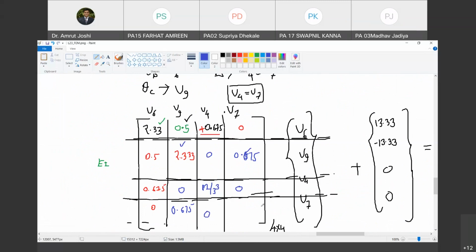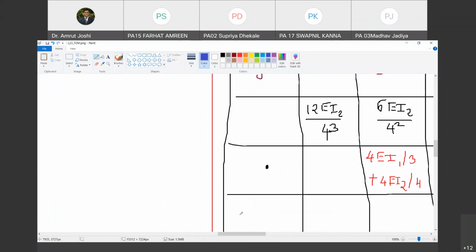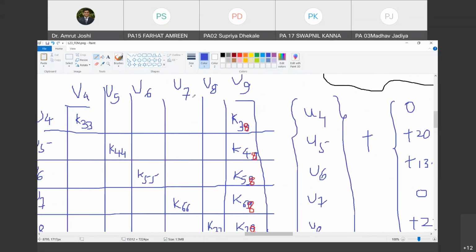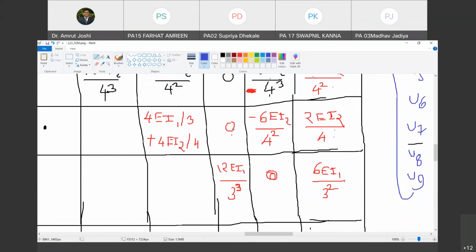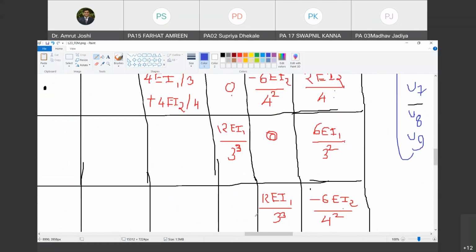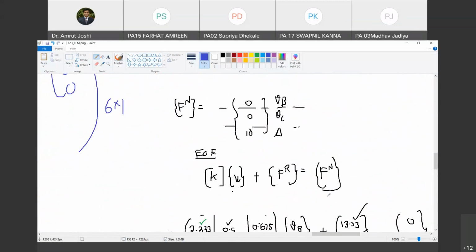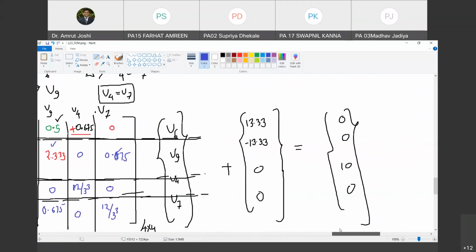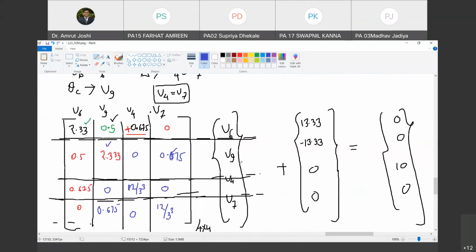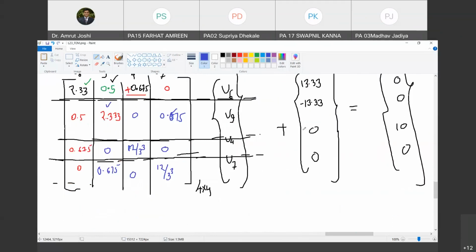Then we are looking at u7 and u7. What is u7 and u7? u7 is here, 12 upon 3 cube. Do you agree with me? So it is going to be 12 upon 3 cube. Happy? So this is our equation. Now let us put the condition that we already know u4 is equal to u7.